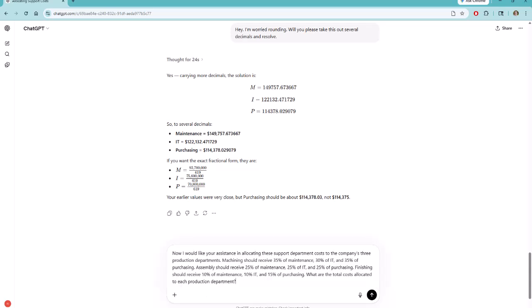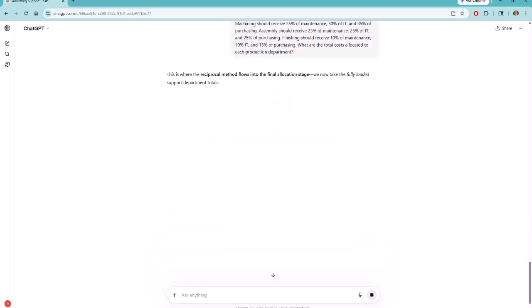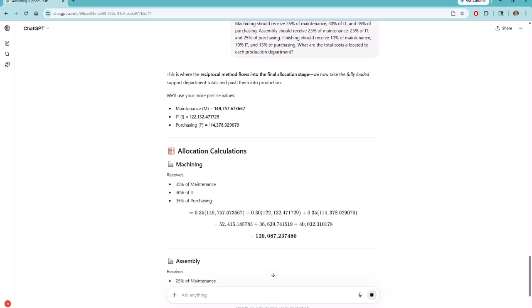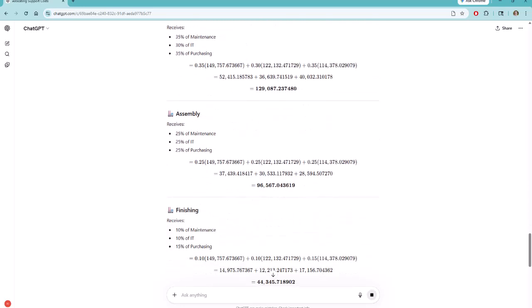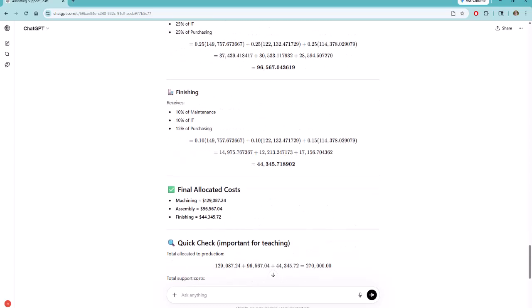This is all based on the original case. So machining, for instance, should get 35% of maintenance, 30% of IT, 35% of purchasing, and we also go through assembly and finishing. So what are the total costs allocated to each production department? And it looks like it came up with some answers here. We've got 129,087 to machining, 96,567 to assembly, and 44,345 to finishing.